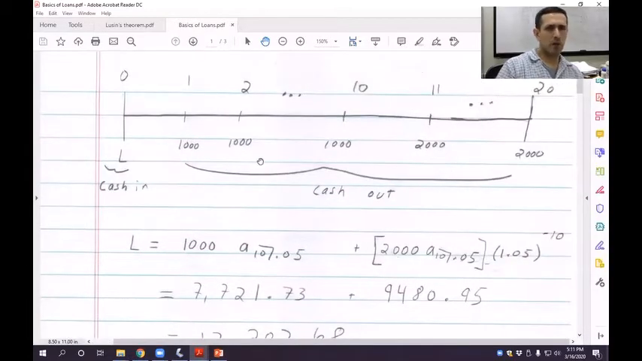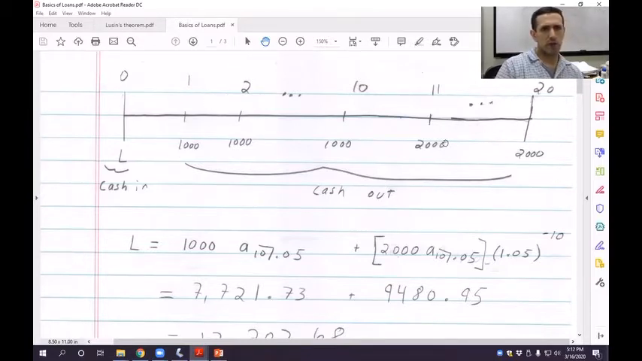Hopefully there are no issues or concerns about this timeline. This is your cash in. You need L right now. This is your cash out, what you're paying the loan back with. So your cash in equals cash out, time valued. That's what an equation of value is.